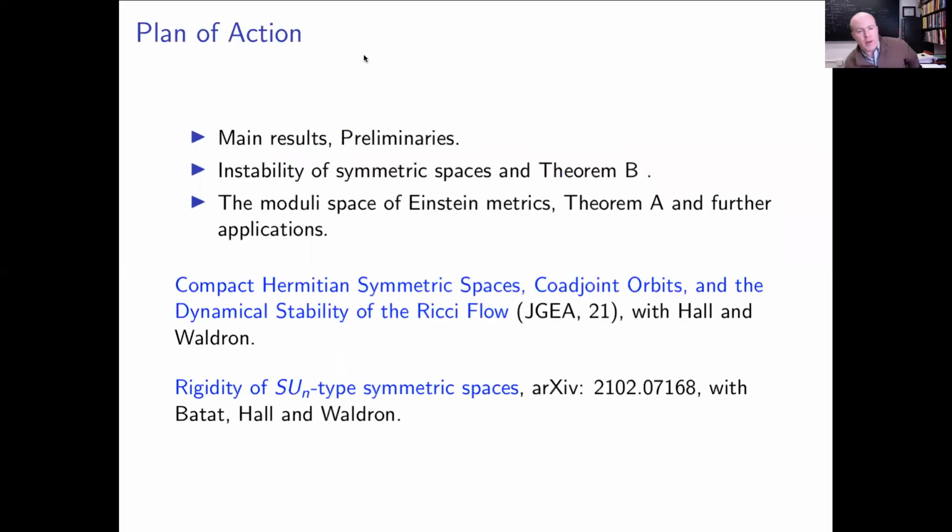So here is an outline of what I'm going to talk about in this mini course. I've sort of split things into 3 talks. In the first talk, I'll mainly discuss the main results and do some preliminary material concerning Ricci flow. And then in the second talk, we will survey relevant results concerning instability for low dimensions and for symmetric spaces. And that will naturally lead into a discussion about theorem B. I'll explain the main theorems in a sec.